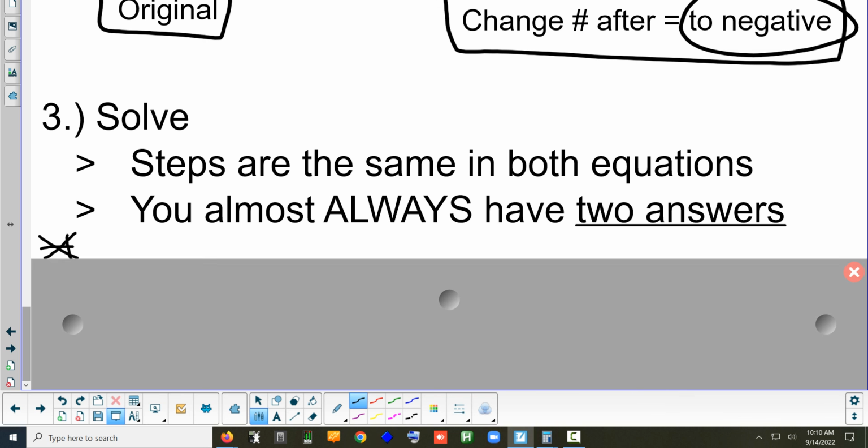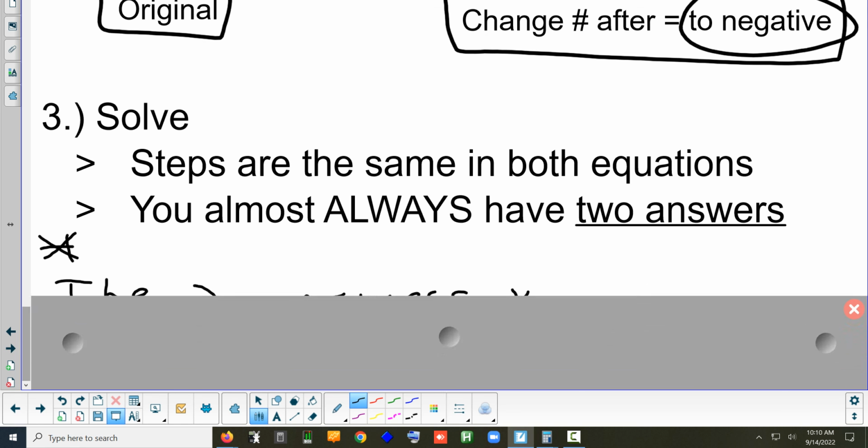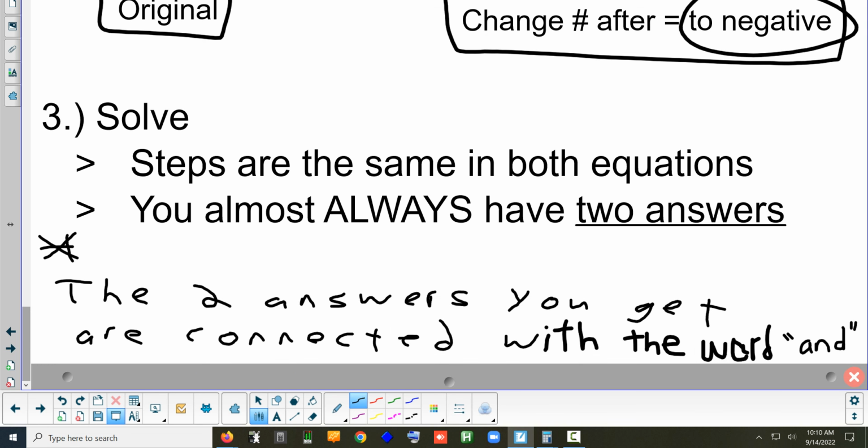So you can put that on the second bulleted line. And this thing that I wrote in words here, I think that's already printed on your guided notes. If you look right above the number 3, does it say that the answers are connected with the word and? Yeah. So you don't have to write that down. That's already printed on your notes. You do have to write those two things. Yes? Yep.